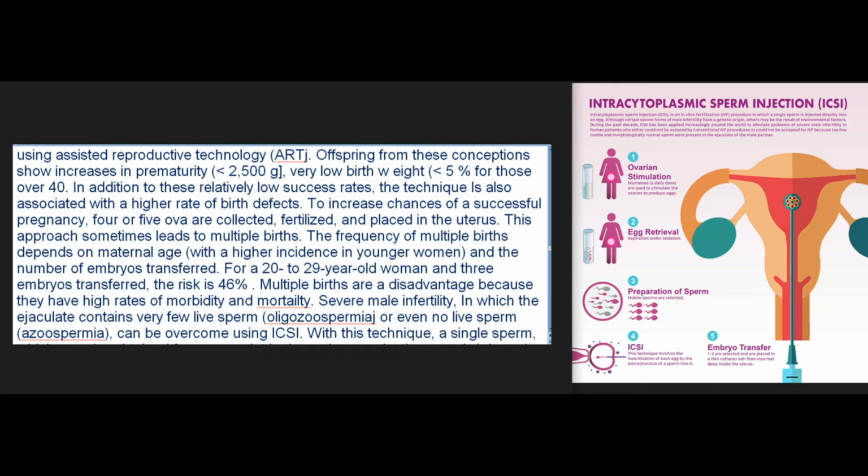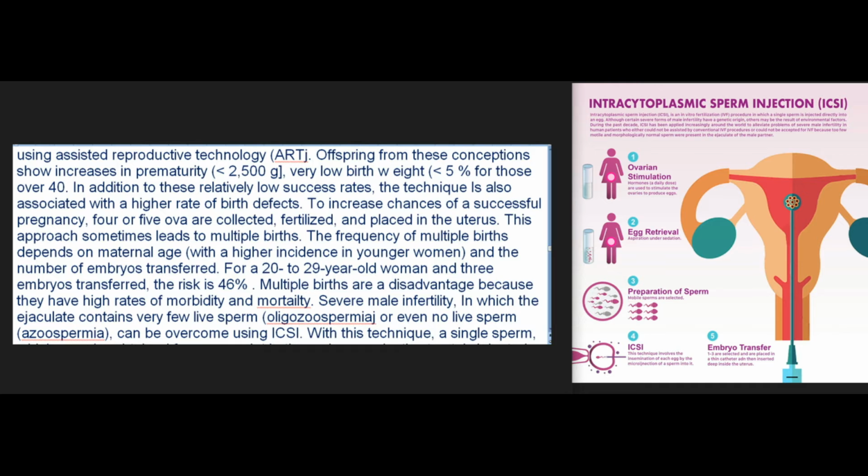1% to 2% of all pregnancies in the United States occur using assisted reproductive technology, ART. Offspring from these conceptions show increases in prematurity, low birth weight, and very low birth weight. In addition to these relatively low success rates, the technique is also associated with a higher rate of birth defects. To increase chances of a successful pregnancy, 4 or 5 ova are collected, fertilized, and placed in the uterus. This approach sometimes leads to multiple births.